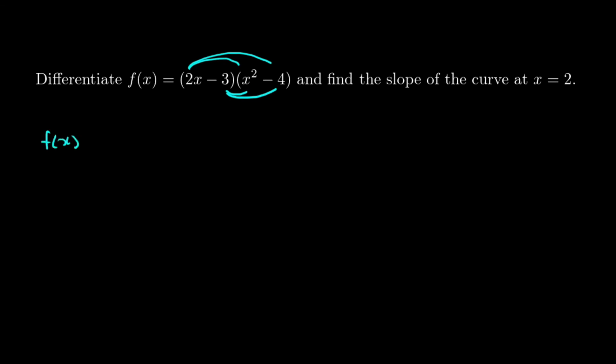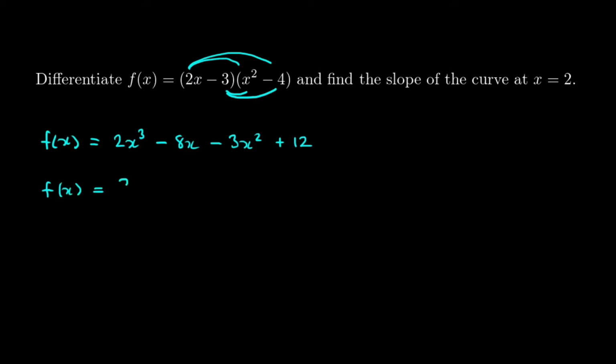This will be f of x equals 2x times x squared, which will be 2x cubed. And then we'll have 2x times minus 4. And now the negative 3 times x squared, which is negative 3x squared. And finally, negative 3 times negative 4, which is plus 12. So now hopefully we can look at this and see it for what it is. It's a cubic polynomial function. It's a polynomial with a degree 3. The highest x power is 3.